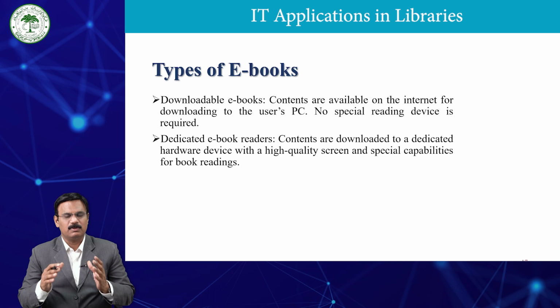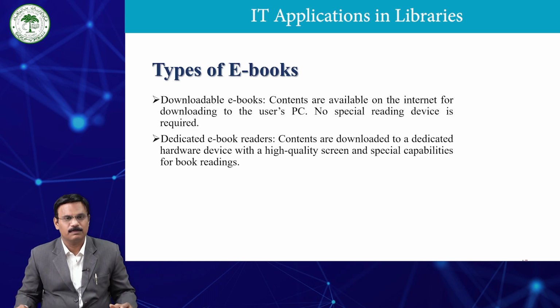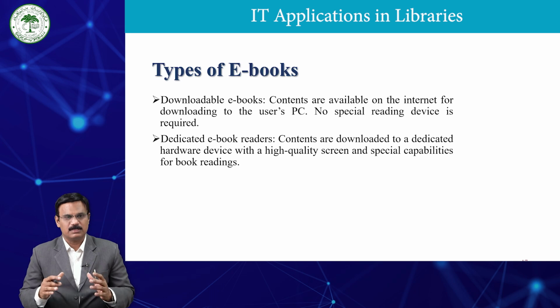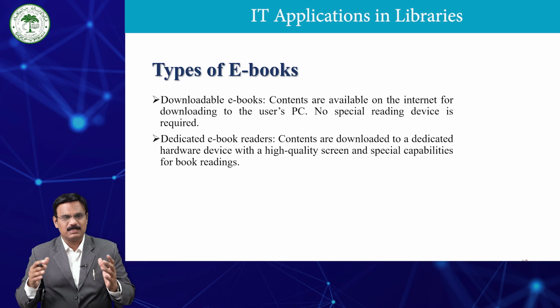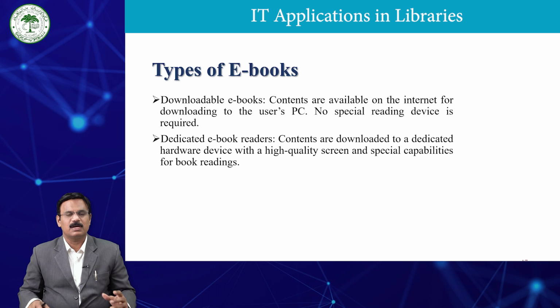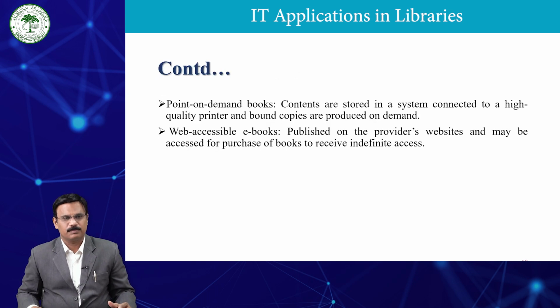There are different types of e-books. One is downloadable e-books. The content is available on the internet for downloading to the user's personal computer or laptop. No special reading device is required. Dedicated e-book readers are another type of e-book. The content is downloaded to a dedicated hardware device with a high quality screen and special capabilities for book reading. Print on demand books: the content is stored in a system connected to a high quality printer, and bound copies are produced on demand.